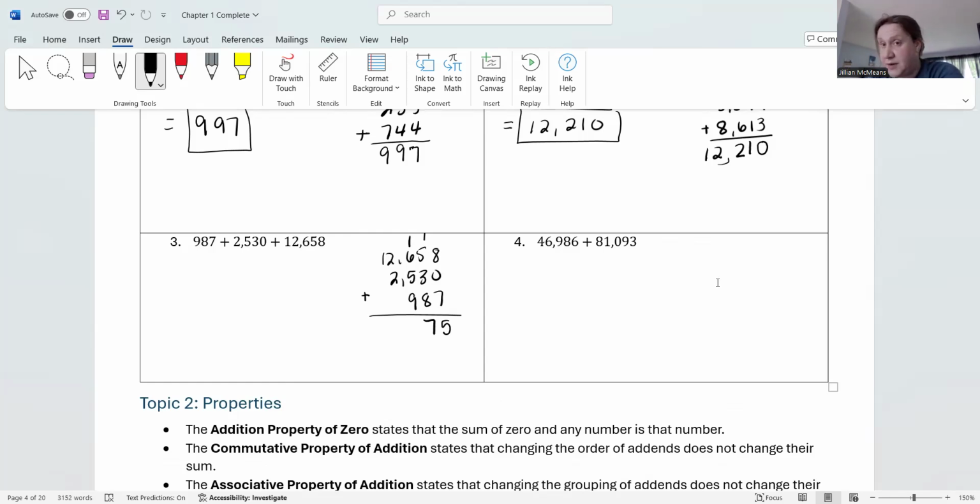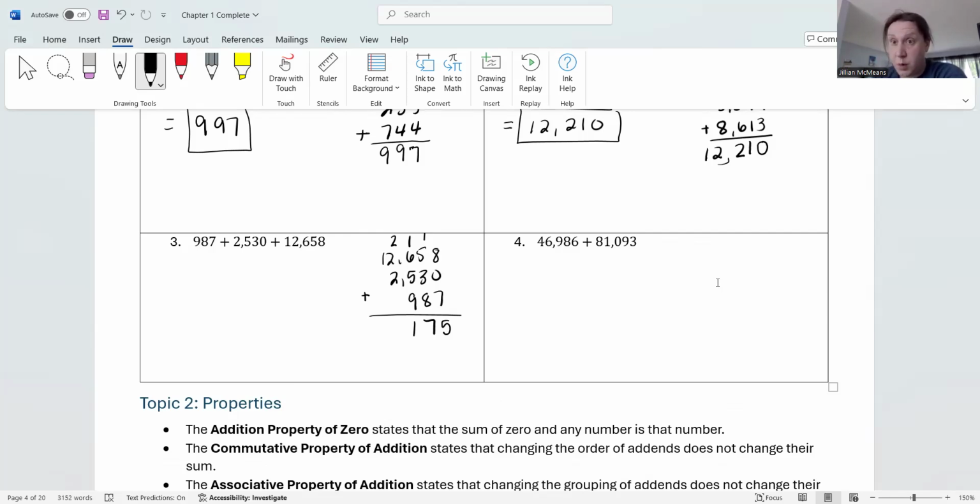Now I have 9 plus 5 plus 6 plus 1. So 9 plus 5 is 14. 14 plus 6 is 20. And then 20 plus 1 is 21. So I keep the 1. I carry a 2. This fourth column has a 2 plus a 2 plus the 2 that we carried.